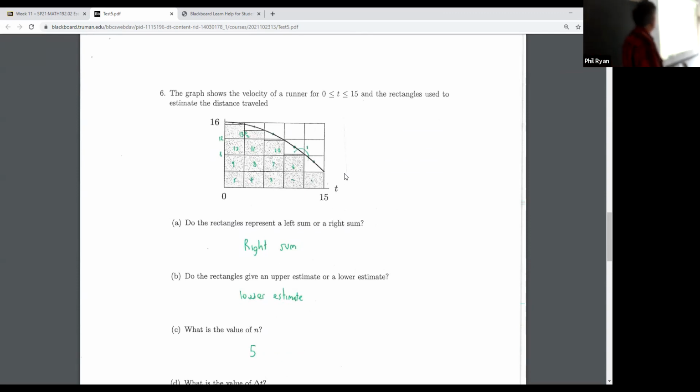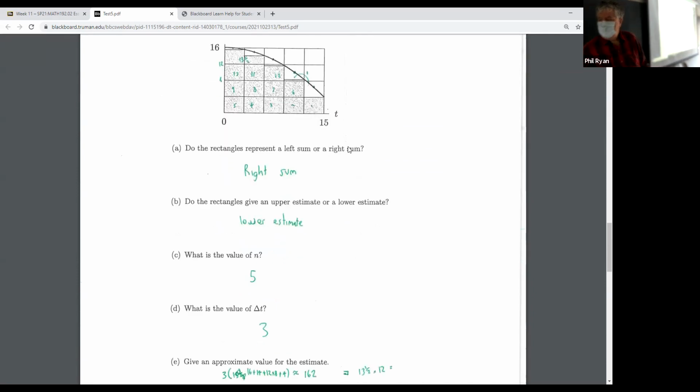So this was a right sum, and you would have gotten a lower estimate, an underestimate of that. N is 5, right, because there are 5 rectangles used, and delta T is 3. It's 15 divided by 5.